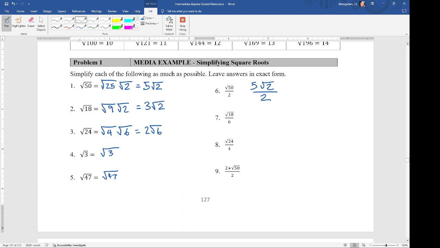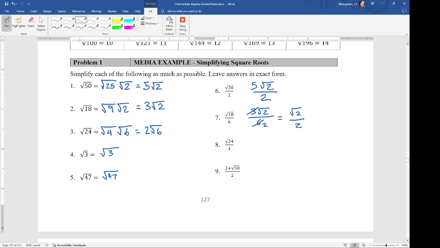Number 7, we already simplified the square root of 18, and we ended up with 3 times the square root of 2, and that's all over 6. There's a common factor between 3 and 6. We can divide top and bottom by 3, and we are left with the square root of 2 over 2.